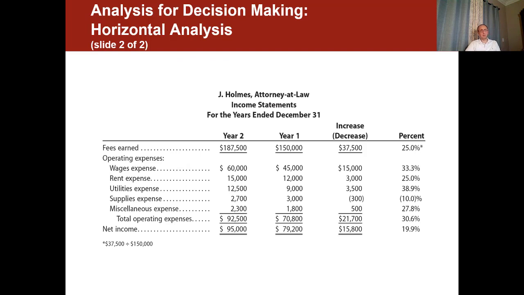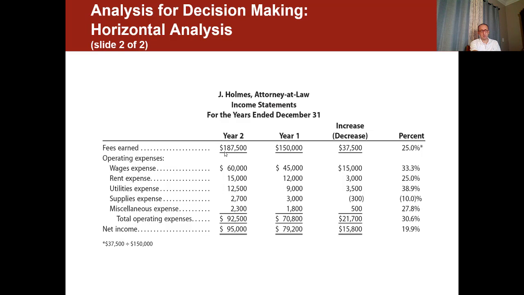So here we have an income statement for one company. It's actually an attorney, Jay Holmes, attorney at law, and this is the income statement for the year ended December 31st. We usually list the most recent year first before the previous year, and then we have a column for the difference, and then I'll show you how to calculate the percentages. On the top we have the revenue, and then we deduct from the revenue the expenses to get the net income.